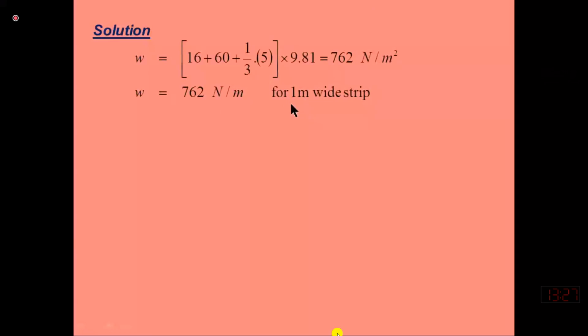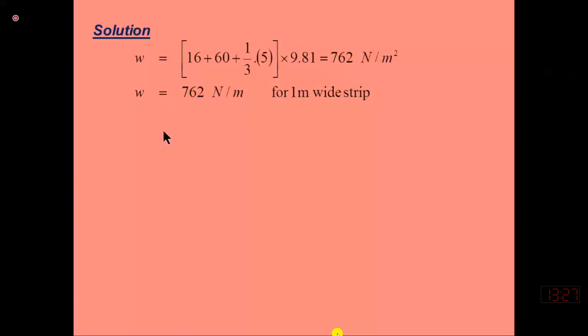So if I multiply 762 into 1 meter, the 1 meter will be cancelled out with the meter square in the denominator. So we are having a UDL load acting on a roof sheet. We are assuming that the roof sheet is the beam whose width is equal to 1 meter, and the total UDL load on this sheet is acting as 762 Newton per meter.